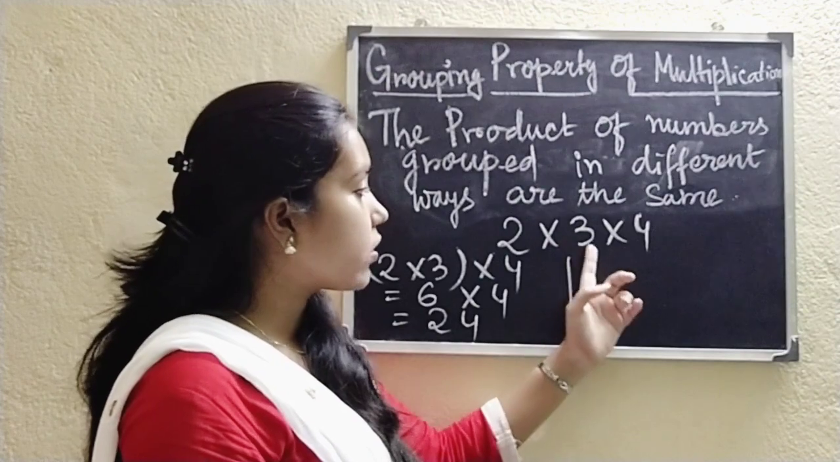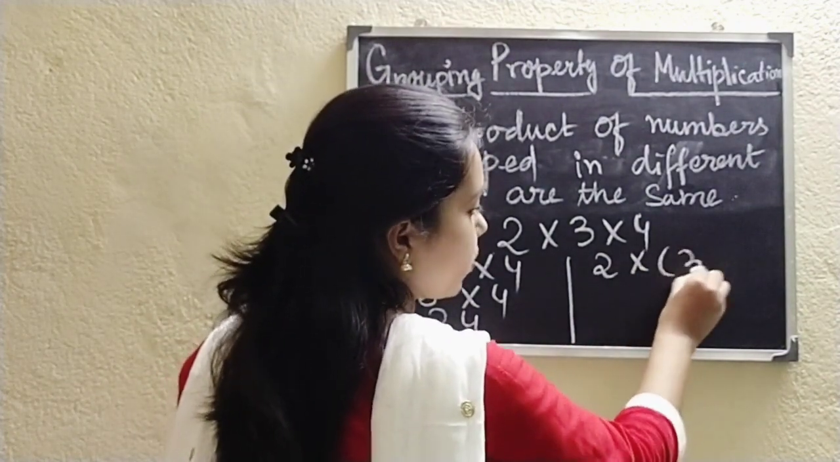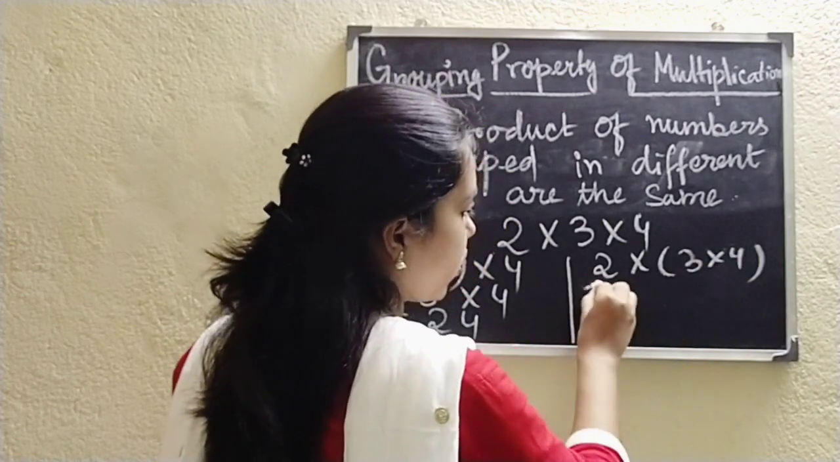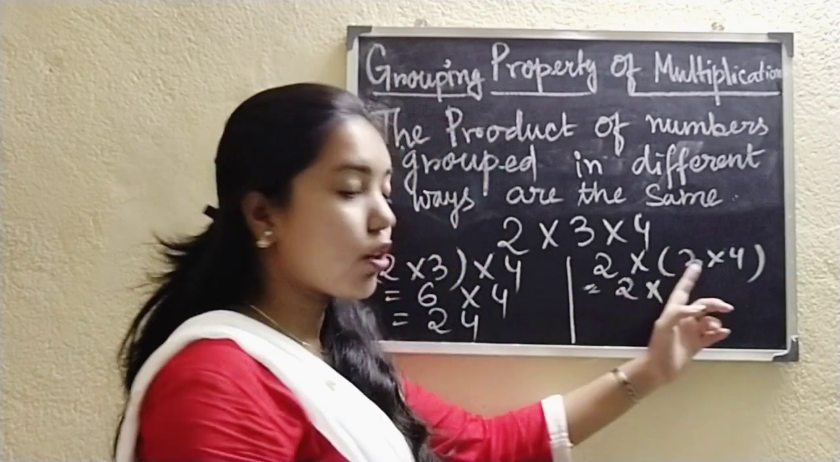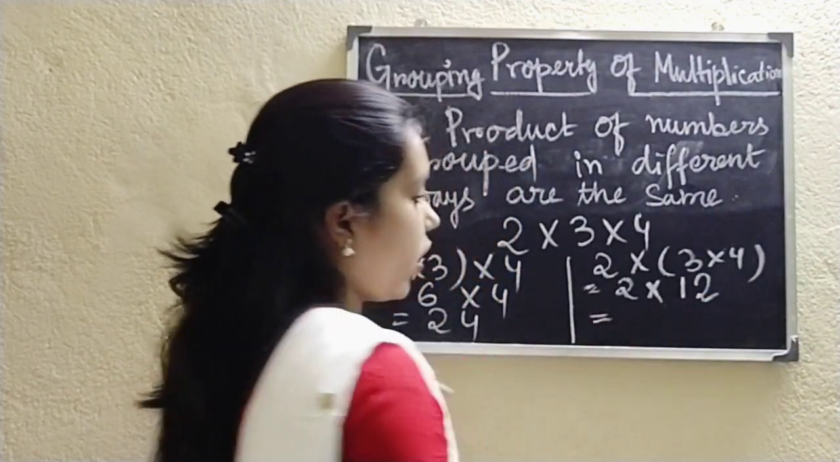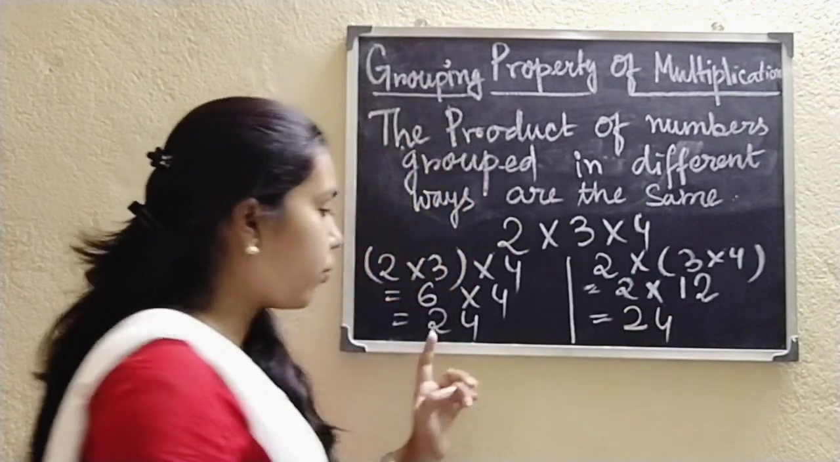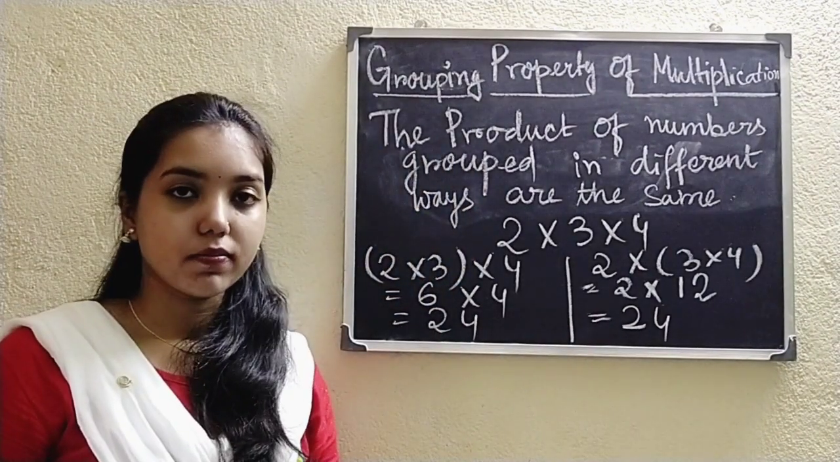Now we will group 3 and 4 at first. 2 into 3 into 4. So 3 4s are 12, and 12 2s are 24. So both the answers are the same.